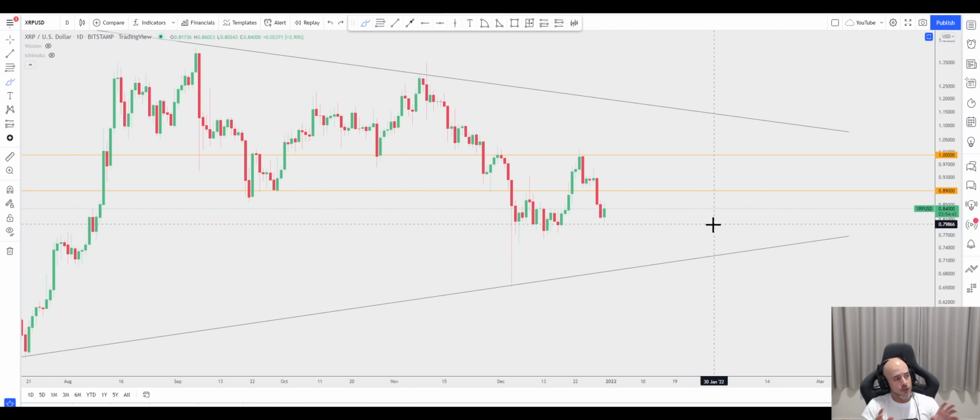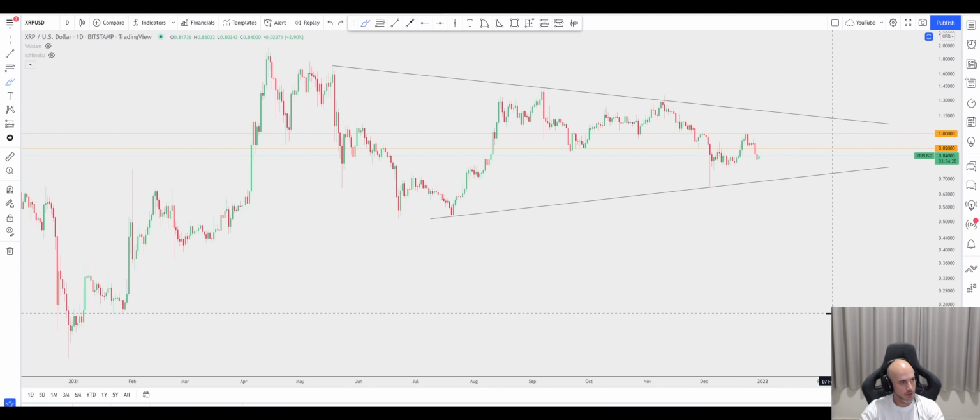Okay, so right now, and this is also based on Bitcoin. If we look into Bitcoin, we have almost the same behavior, right? So XRP is still following Bitcoin. Now, 30 minutes already.